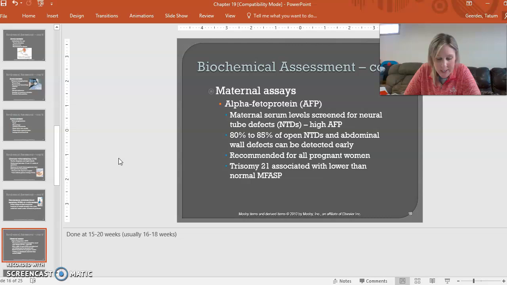Here you can see that trisomy 21 is associated with lower than normal maternal serum alpha-fetoprotein levels as well. This is usually done at 15 to 20 weeks gestation. Alpha-fetoprotein is produced in the liver, and it's detected in the serum of pregnant women between 14 and 34 weeks gestation. So basically, this is a great screening tool that helps us to detect neural tube defects early, if possible. All right, that's all I'm really going to say about this test.